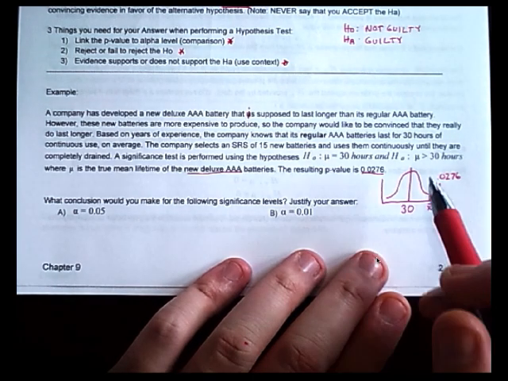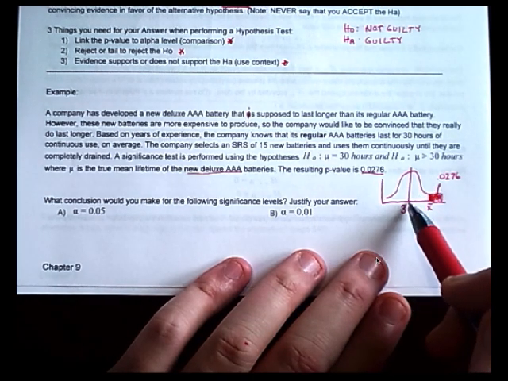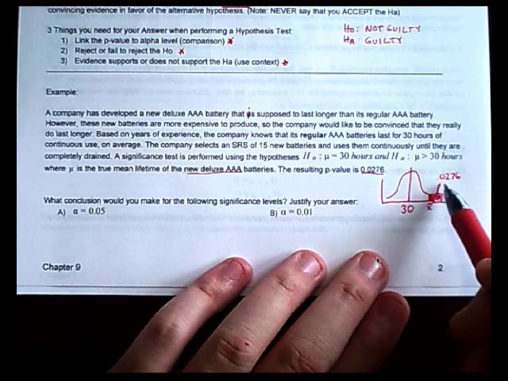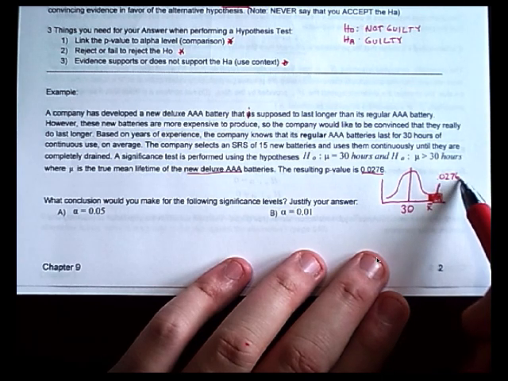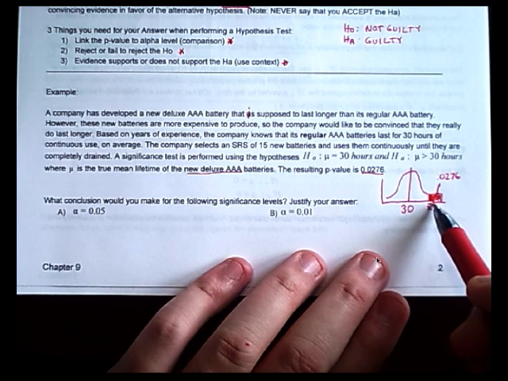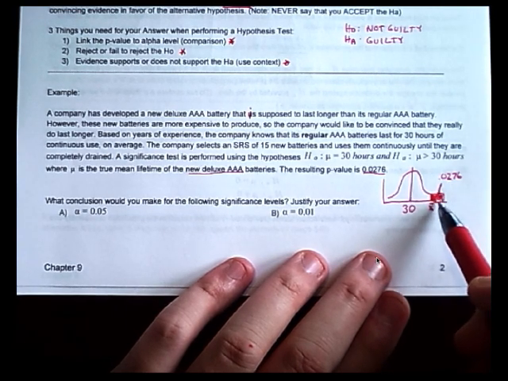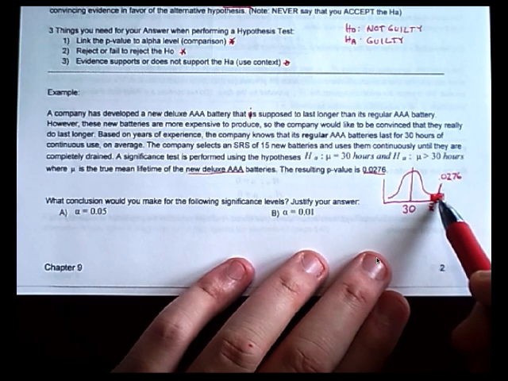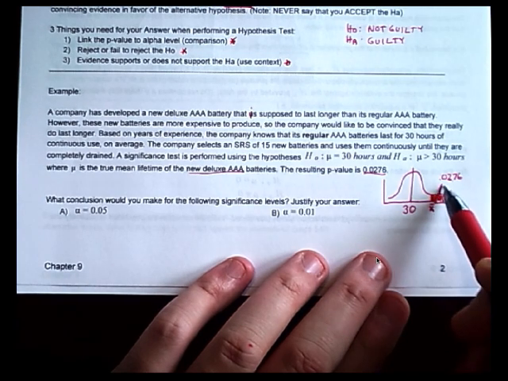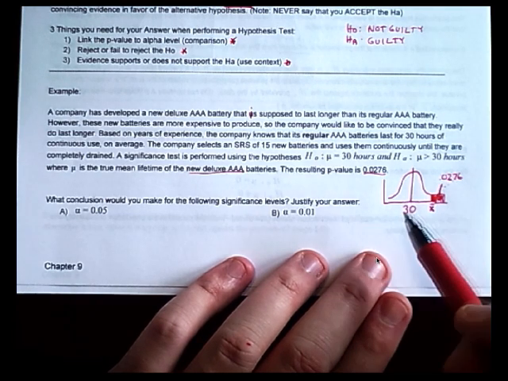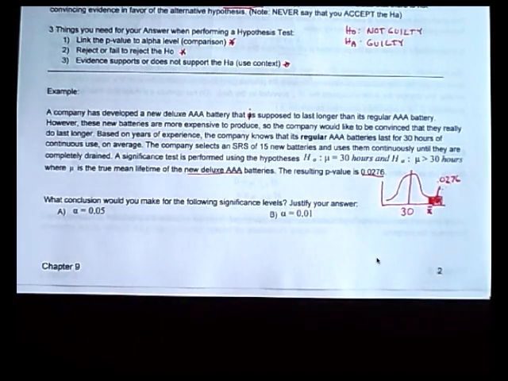So what does that mean in context? If the new batteries really do last 30 hours, there's only a 2.76% chance that I would get a sample as extreme as the one that we got. That's a fairly low chance. It's almost 3%, about 1 in 33 to 1 in 40 times, somewhere in that range, that we would get a sample that extreme. Not that likely to happen.